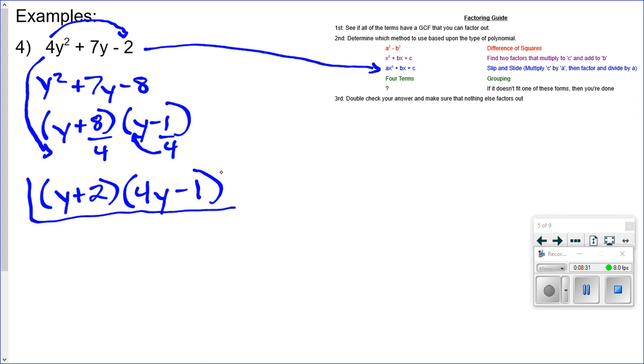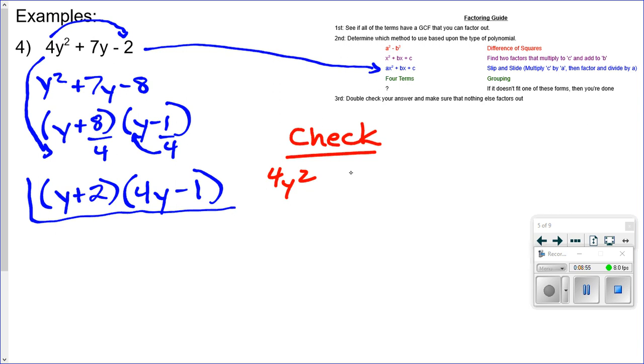So let's go ahead and do that on this one. I haven't checked any of them yet. So let's check this one. So if I multiply the first terms, I'd have y times 4y. That would be 4y squared. The outside or outer, negative 1 times y, so that's minus y.